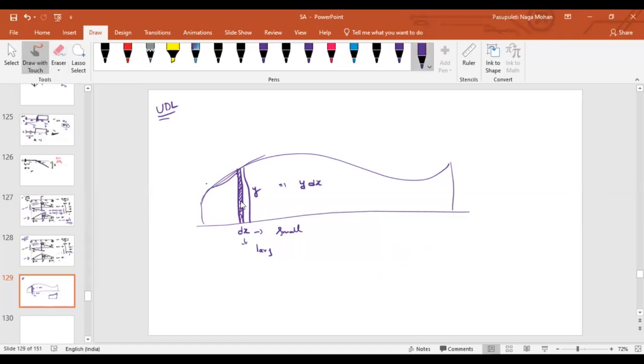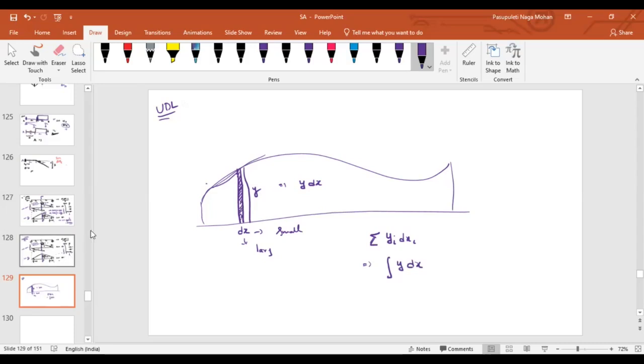So like that, you have to divide the entire curve. And if you want to find the total area, what you have to do is sum all those values, y_i into dx_i. This is if you write it in terms of summation. If you want to write it in continuous form, we will use the integration, integral of y times dx, isn't it? So this is the basic application of integration.